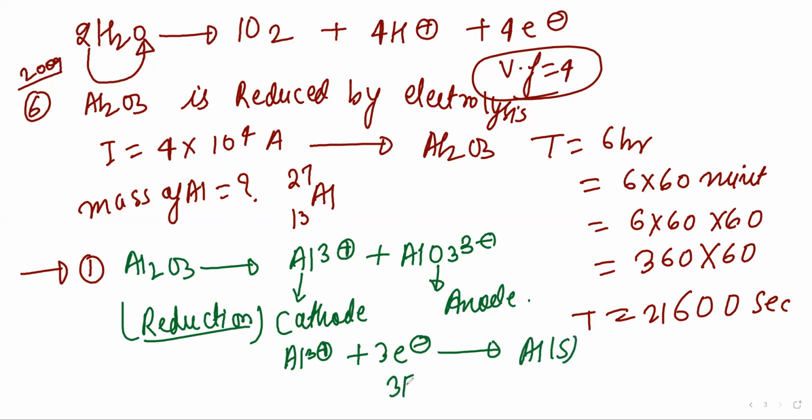So it requires 3F, 3F means 3 Faraday. Then it will produce 27 gram of aluminum because atomic mass of aluminum is 27. So it is the ratio of 3 to 27. Next, the mass of aluminum deposited by 3 Faraday is 27 gram.